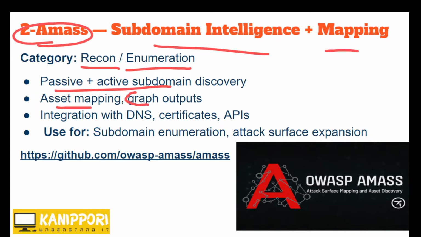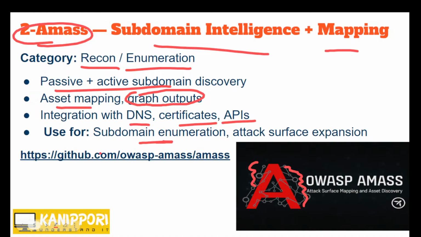It will give you graphical outputs. Also, you can integrate it with DNS and certificates, and APIs. So mostly we are using these for subdomain enumeration. I hope you can see the kind of mapping, like a network structure, given here.